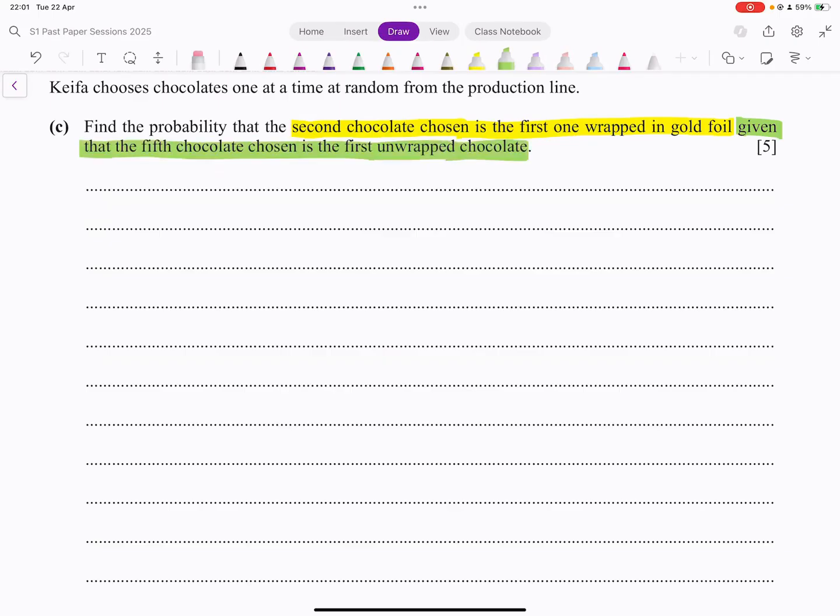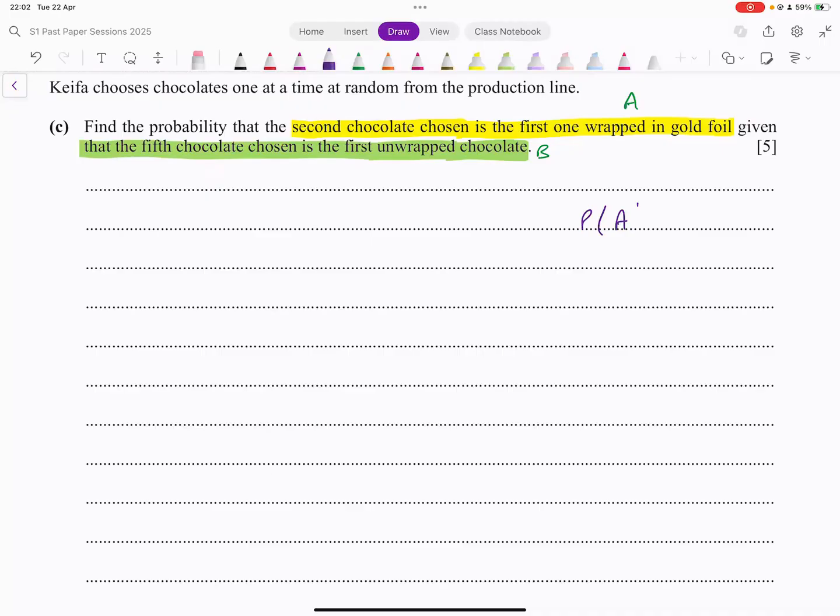Now, so we don't have to write a lot of stuff, I'm going to say this yellow condition, that second chocolate is the first one wrapped in gold foil, I'm going to call this event A, okay? And the fifth chocolate chosen is the first unwrapped chocolate, I'm going to call that B, okay? So these are two things that are happening. The first condition, I'm calling that A. The second condition, I'm calling that B.